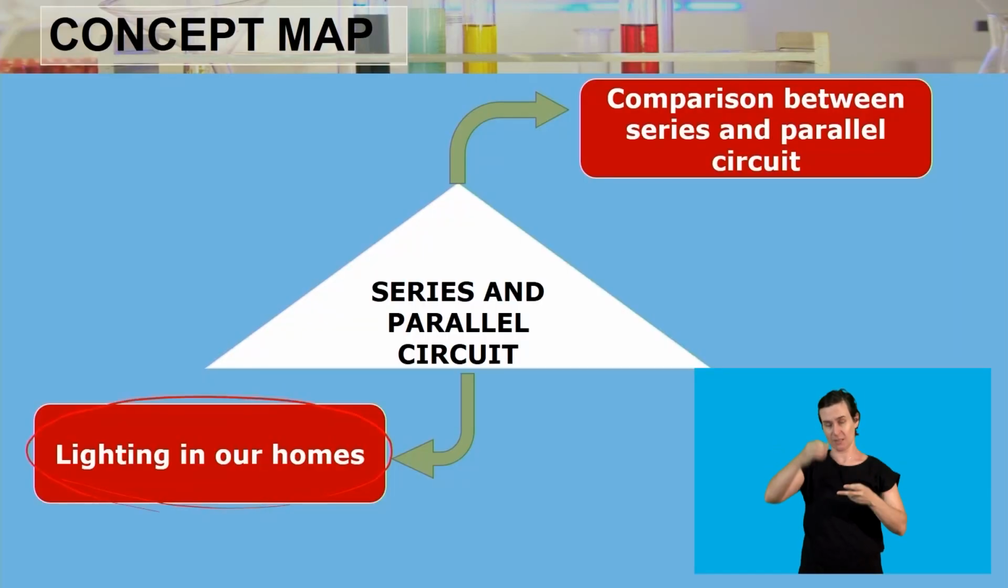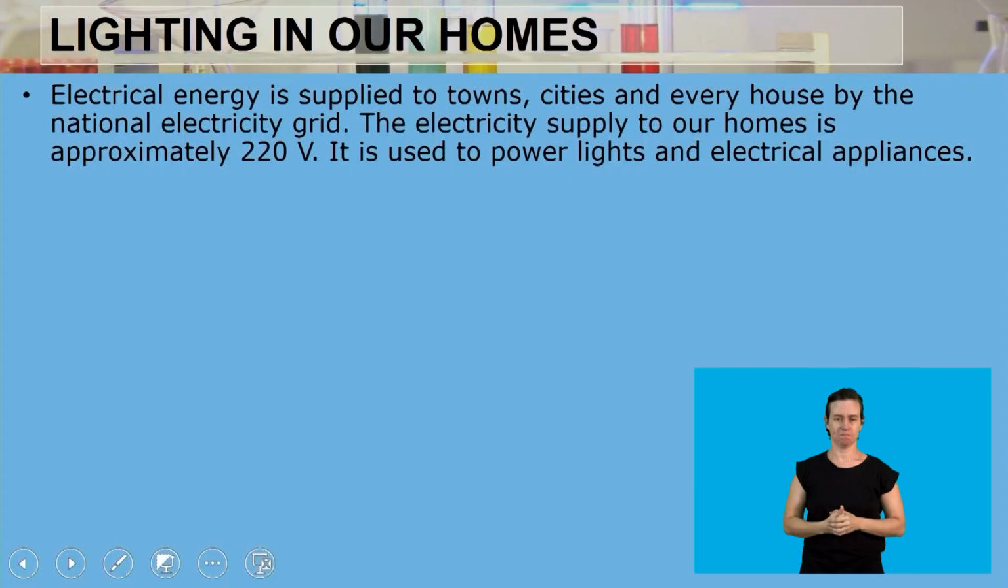Welcome back, learners. So now moving on to our second concept, whereby we'll be looking at the lighting systems that we are using in our homes. To start, we need to know that electrical energy is supplied to towns, cities and every house by the national electricity grid.